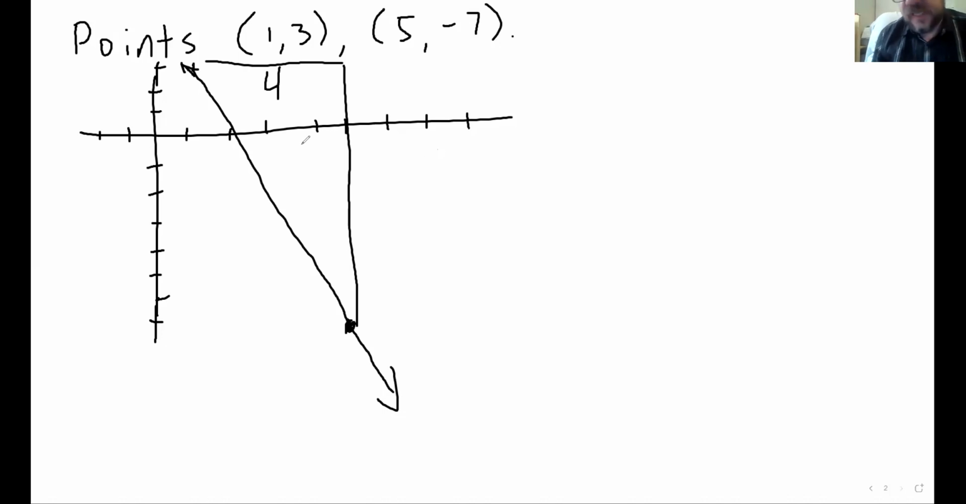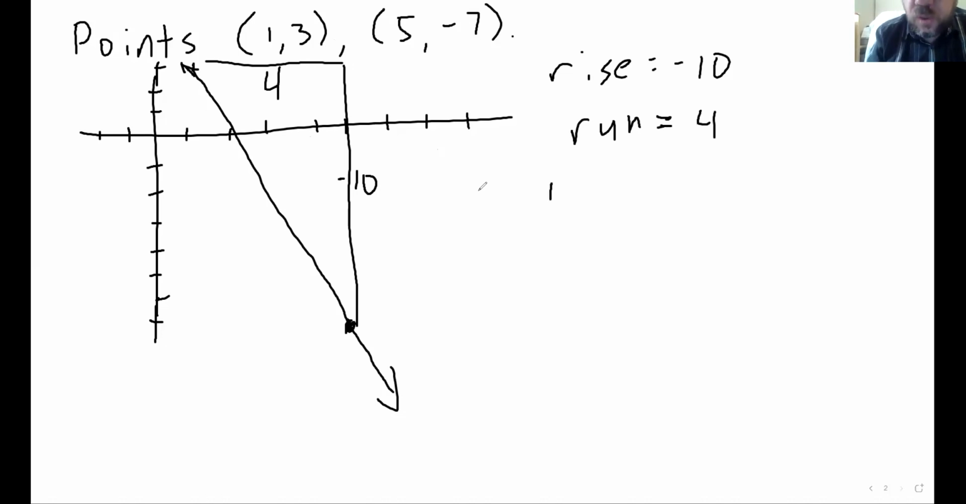And my rise is negative because it's going down, and it goes from 3 down to -7. So that distance is 10. 3 to 0 is 3, and 0 to -7 is 7, so that has to get 10. So I'll say -10 here. My rise equals -10, and my run equals 4.